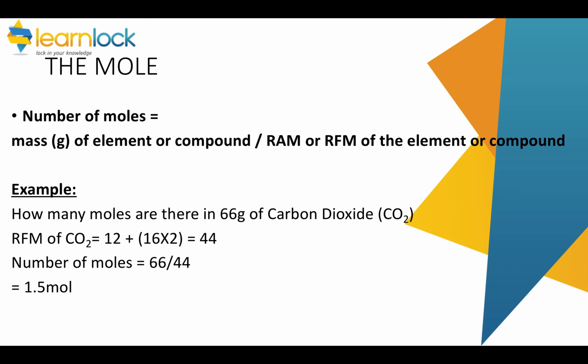You can also use this to find out the number of moles in a certain element or compound. So the question is, how many moles are there in 66 grams of carbon dioxide? First of all, find out the relative formula mass of carbon dioxide, which is 44. Then take the mass, which was 66, divide it by 44, and that gives you 1.5 moles.